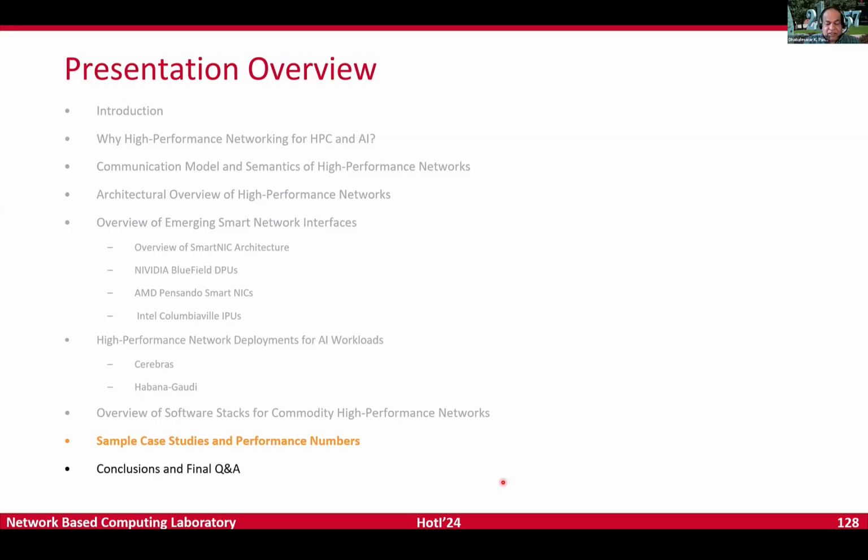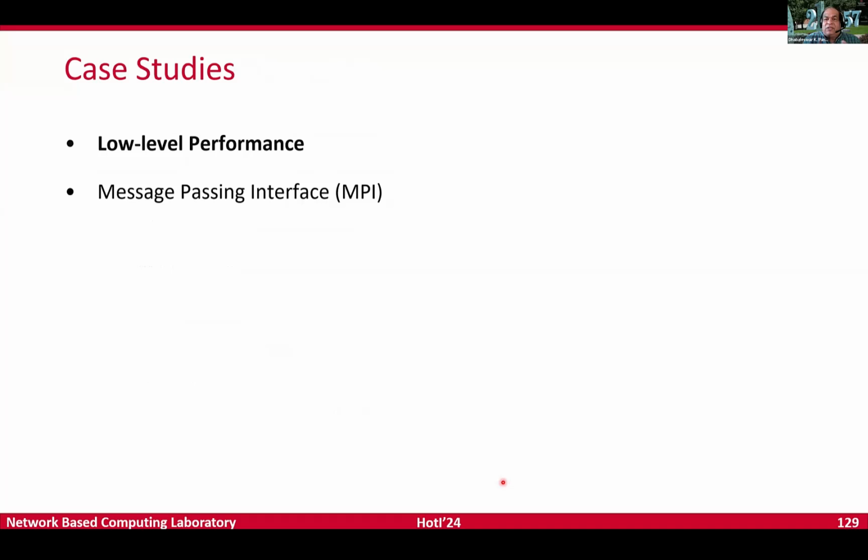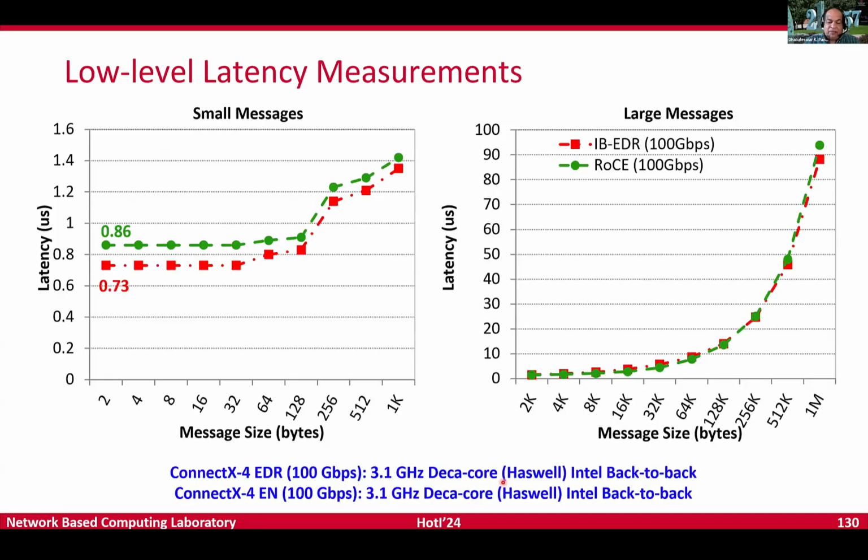Okay, thanks. So then let's move to sample case studies. Here, just to give you a feel: we talked about a lot of concepts, but if you really take the latest systems, where do these stand? These are some basic experimental numbers, all taken within my lab, so these are all reproducible. We'll look at low-level performance, based on OMB or low-level latency, and then MPI.